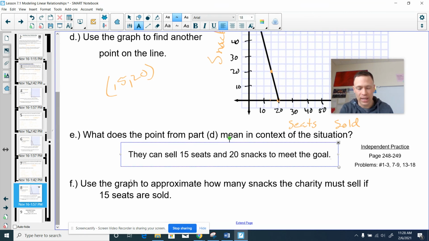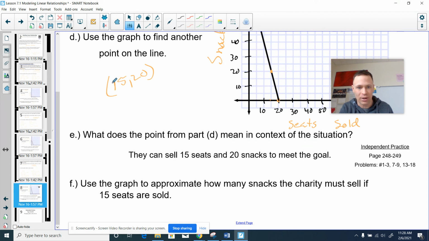And then the last question again: use the graph to approximate how many snacks the charity must sell if 15 seats are sold. Well, darn it, it just so happens that I already used that one, right? So (15, 20) is on the line. I thought for sure (10, 40) was going to get used. So we can say (10, 40) is on the line there, either one of these. And then (15, 20) obviously is the one that we just looked at. So we know for sure that it's 20 snacks that must be sold.